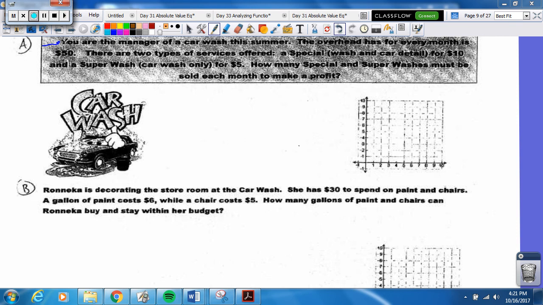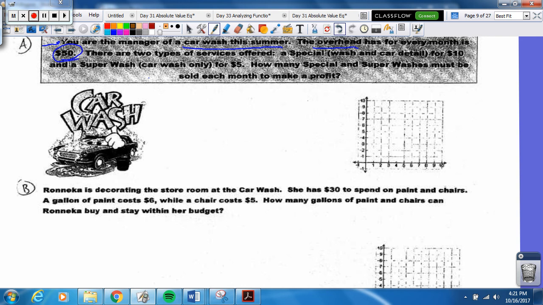Alright, here we go, read along with this as I read. You are the manager of a car wash this summer. Alright, great, we got some responsibility. The overhead for every month is 50 bucks.